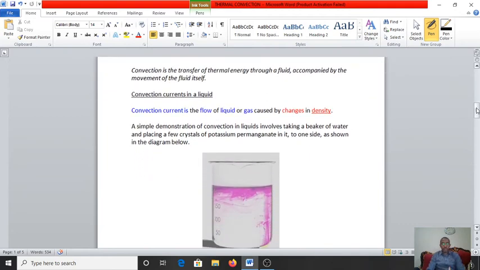So now, what is convection? Thermoconvection is the transfer of thermal energy through a fluid, and this is accompanied by movement of the fluid. Compare this with thermoconduction. In thermoconduction, we said thermal energy is transferred by vibration of atoms or electron diffusion, but there is no net movement of the fluid. Now here we're saying there is movement of the fluid. That's how the thermal energy is transferred.